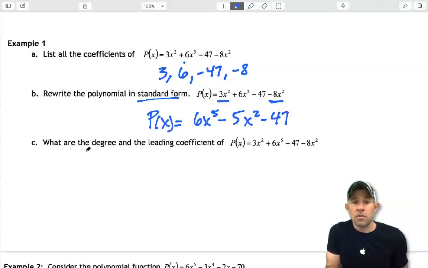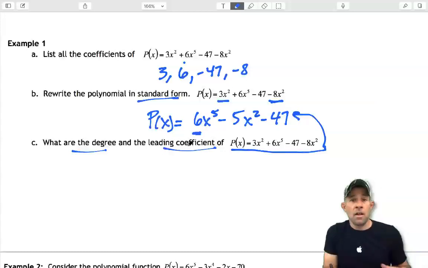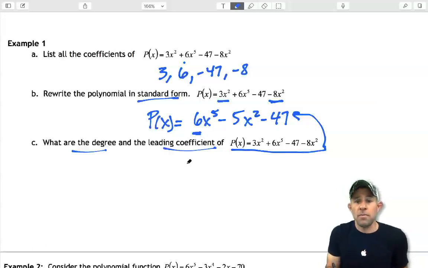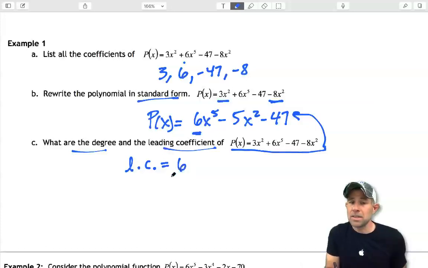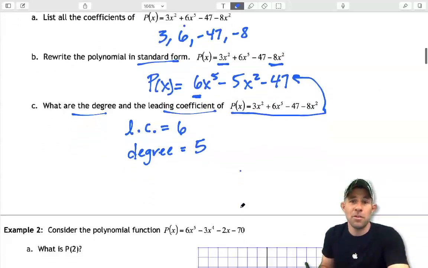Next, it says what are the degree and the leading coefficients of this polynomial. So notice this is the same polynomial as the one up above it. And so we're going to just take the leading coefficient. That's the coefficient on the term with the highest exponent. So our leading coefficient we'll abbreviate as LC. That is equal to 6. And the degree of this polynomial is a 5th degree. So that is the largest exponent in the terms of that polynomial. So it's degree 5, so that's an example of a quintic polynomial.